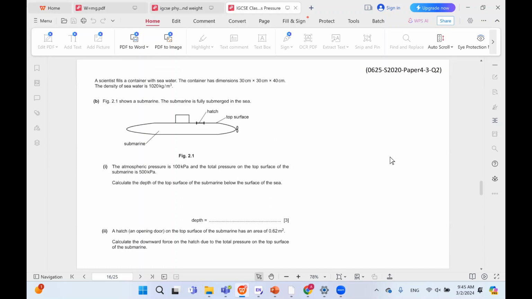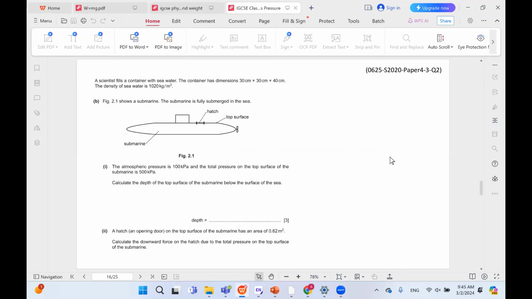A scientist fills a container with seawater. The container has dimensions 30 by 30 by 40. The density is 1020. Question B says, figure 2.1 shows a submarine. It is fully submerged in the sea. The atmospheric pressure is 100,000 and the total pressure on the top surface is 500,000. Calculate the depth of the top surface of the submarine below the surface of the sea.